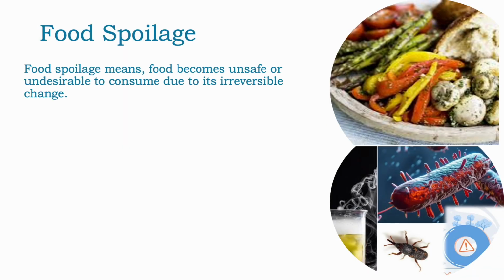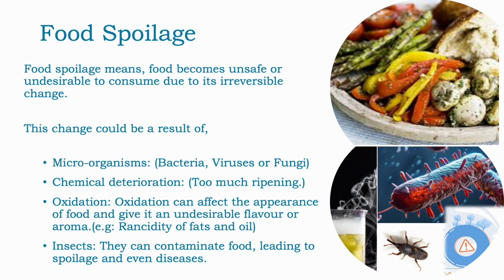Food spoilage means food becomes unsafe or undesirable to consume due to an irreversible change. This change could be a result of microorganisms, bacteria, viruses or fungi, or chemical deterioration. This can happen with too much ripening. Oxidation can affect the appearance of food and give it an undesirable flavor or aroma. Rancidity of fats and oils is an example of oxidation. Insects can contaminate food, leading to spoilage and even diseases.